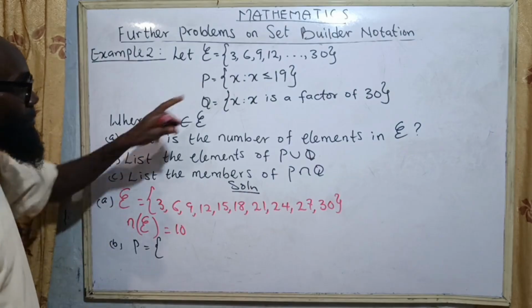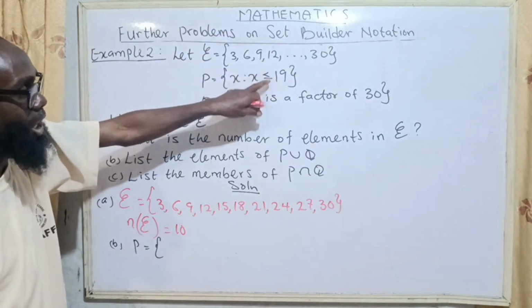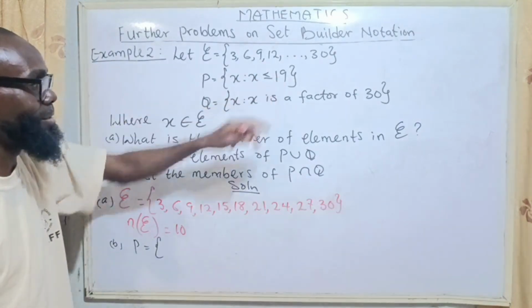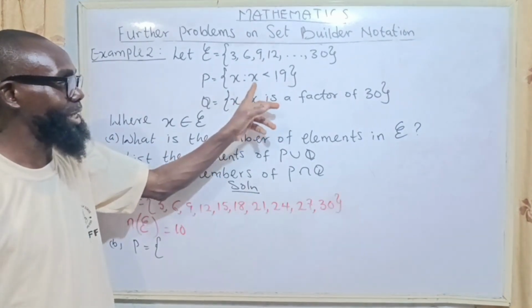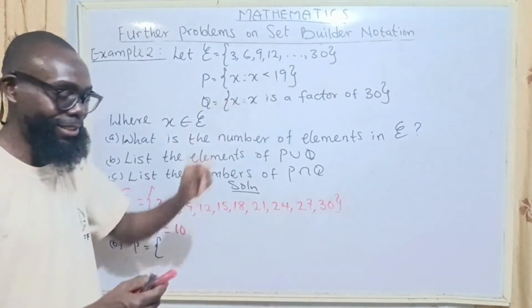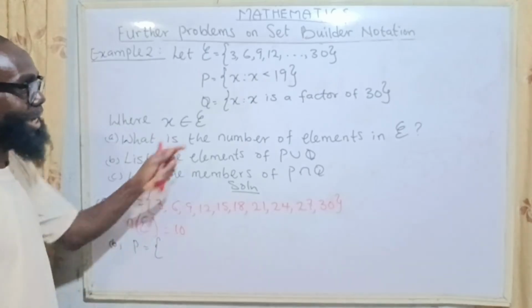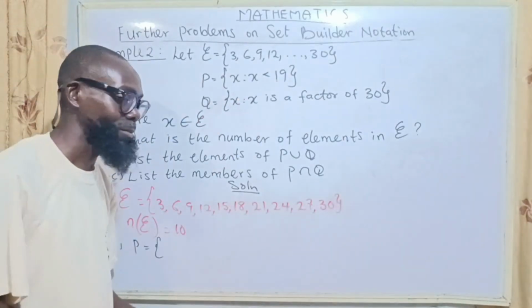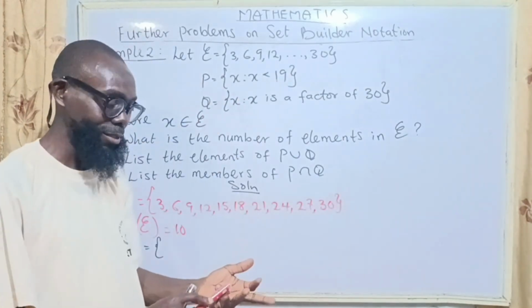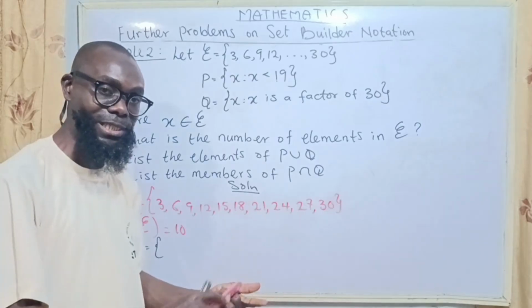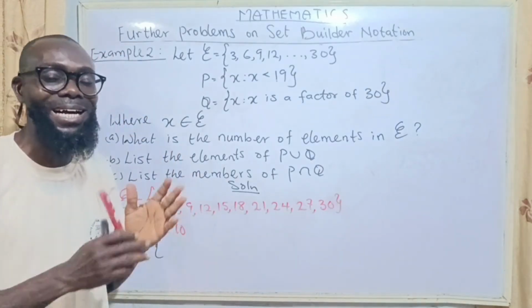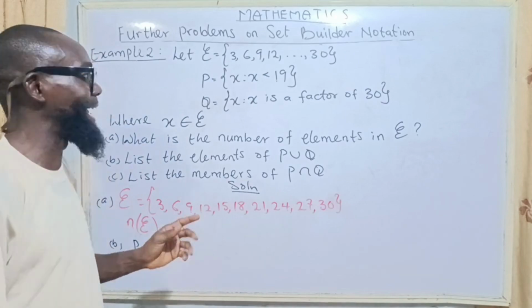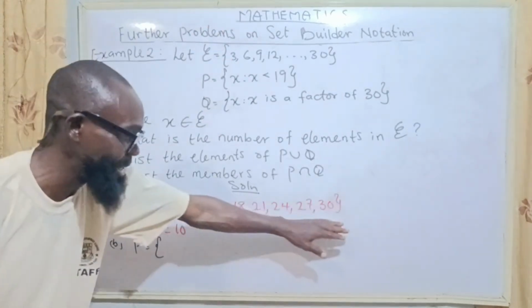Element of P, X is less than or equal to what? 19. Sorry, the question is X such that X is less than 19. Now, what are the numbers that are less than 19? 18 is less than 19, 17, 16, 15. But those numbers that we want to list that are less than 19 must be present in the universal set, which are these ones.